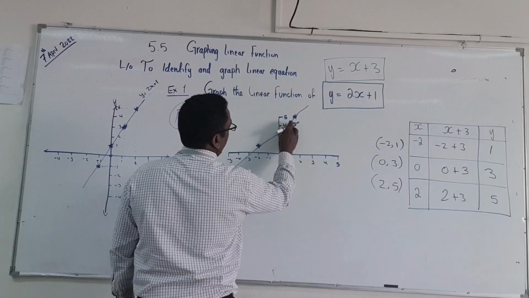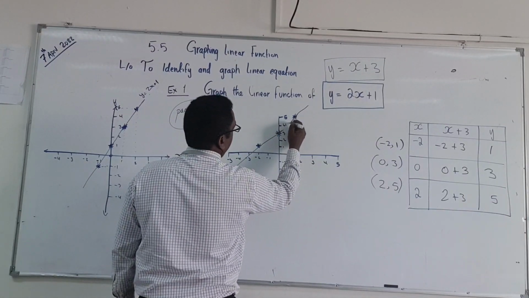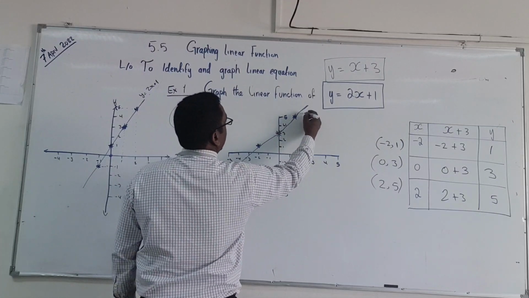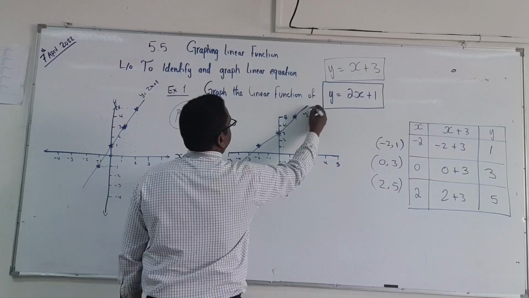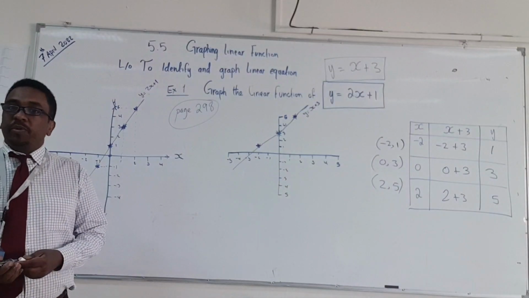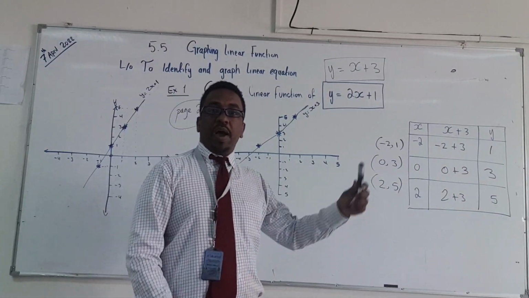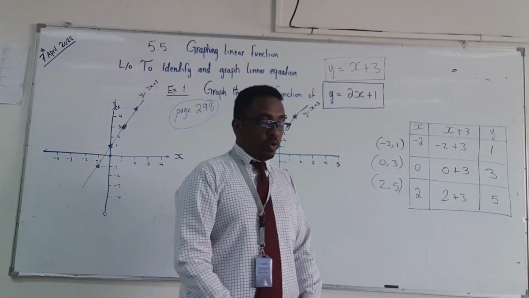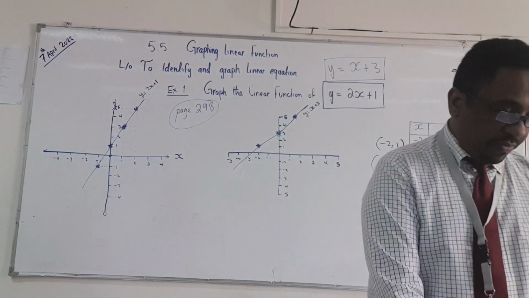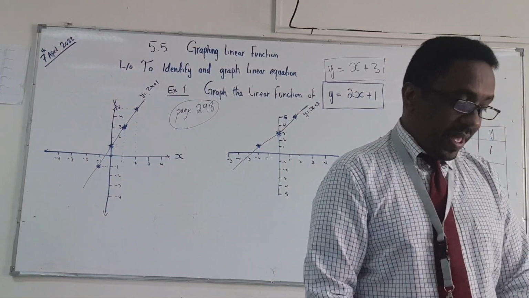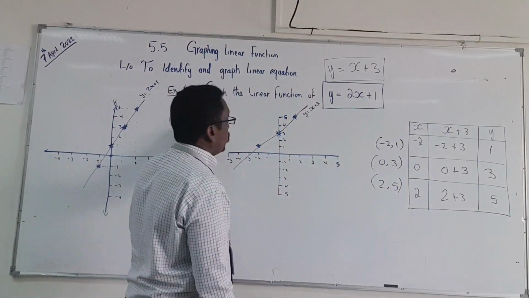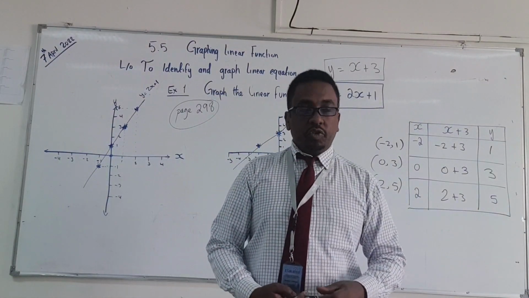There you go. That's why I say you need to use the ruler to make your line straight. You can label this line y equals x plus 3. You happy with that? Good. So now I have done the second one for you. I want you to start question 3, question 4, question 5, up to question 7, on page 298.